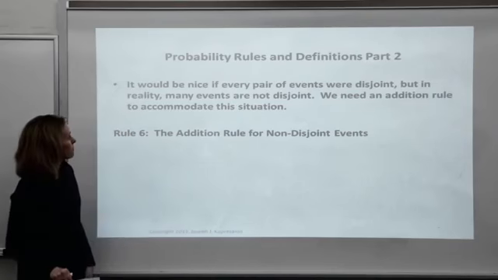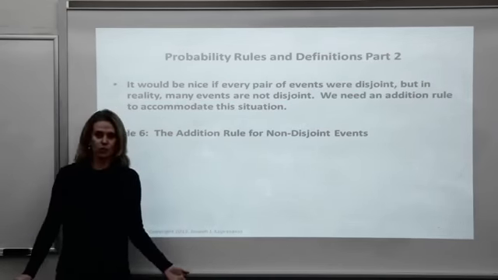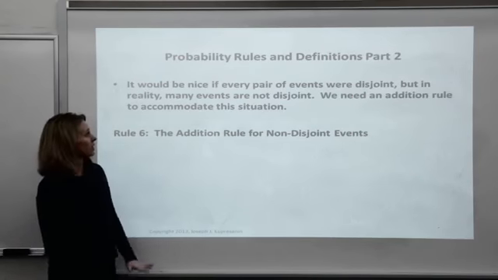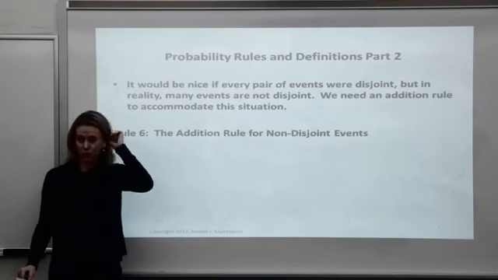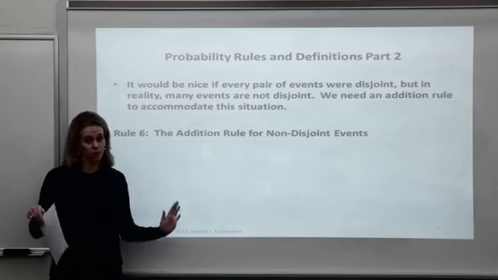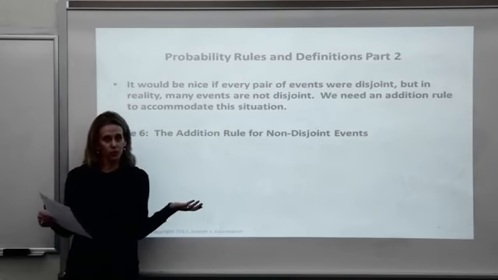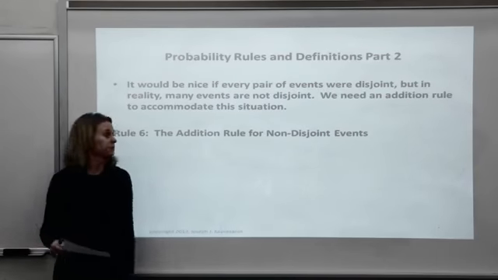We've looked at some rules. It would be nice if every pair of events were disjoint, but in reality, lots of events are not disjoint. We had that addition rule when our events were disjoint, when they both couldn't occur at the same time. But we need an addition rule for what if our events can occur at the same time.